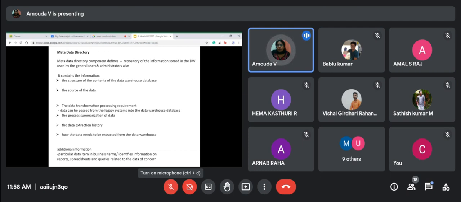Suppose in a business, they will use different jargon and different terminology. Those terms might not be known by the users. So that should be given in the metadata. What does that mean? Because if a report is given, it should identify the information on the report, spreadsheets or queries, whatever is related to the data concerned. They should mention everything.